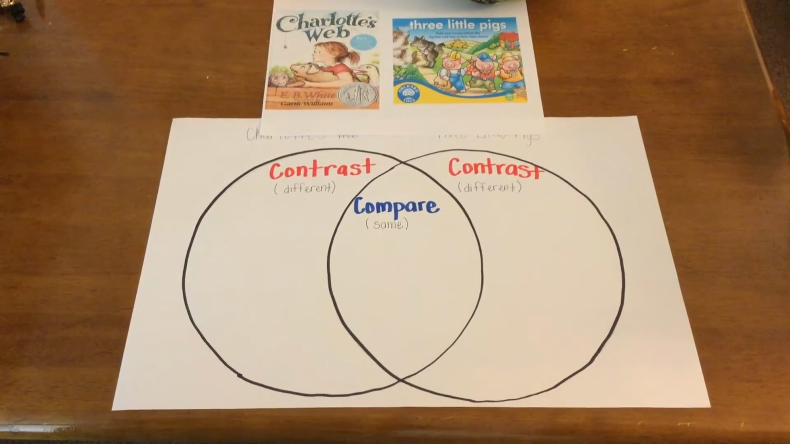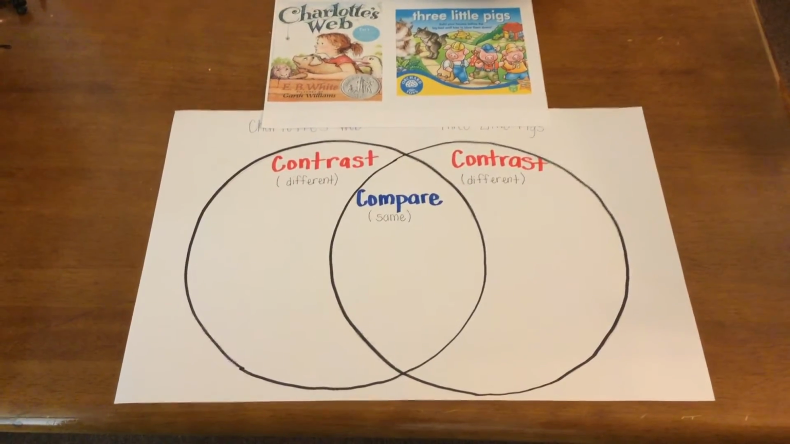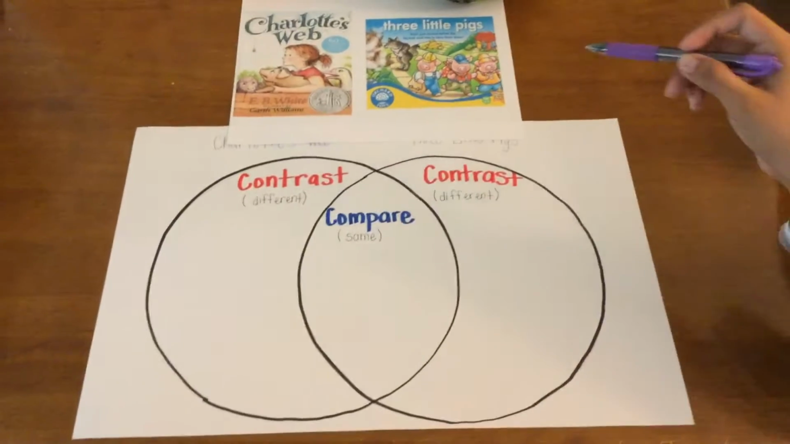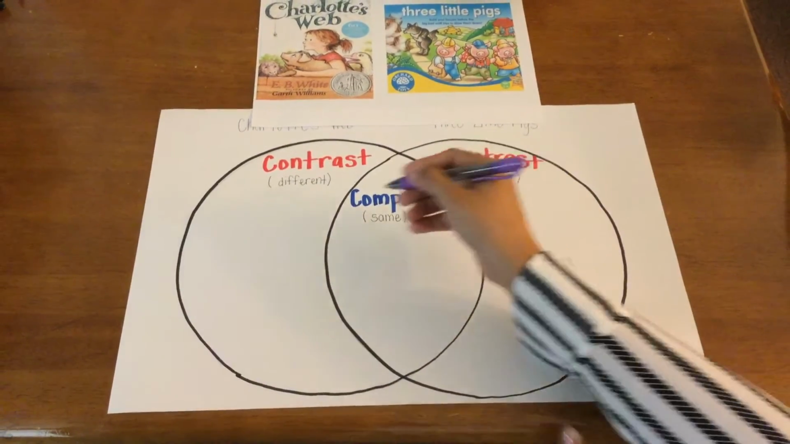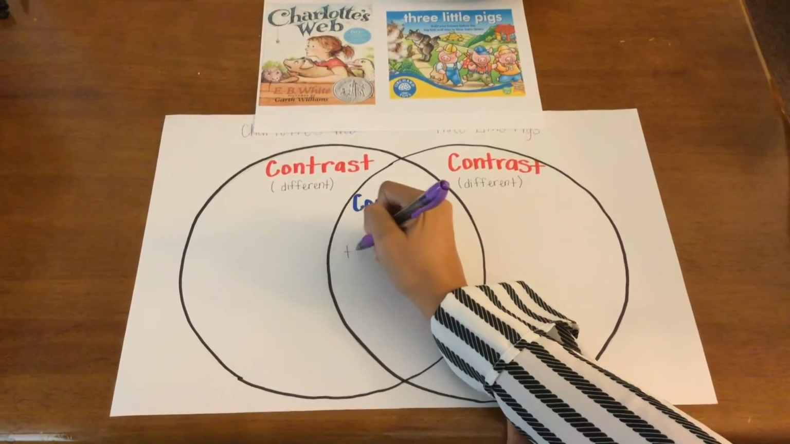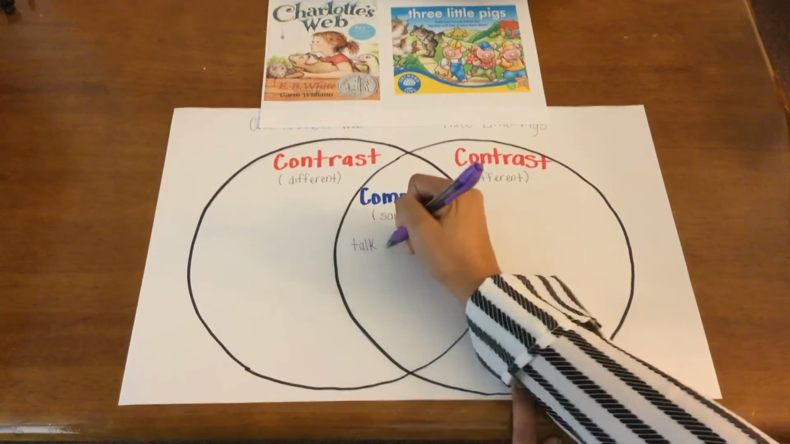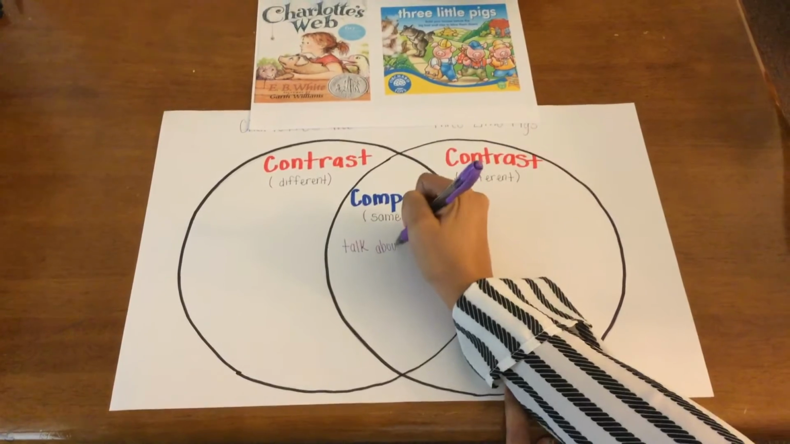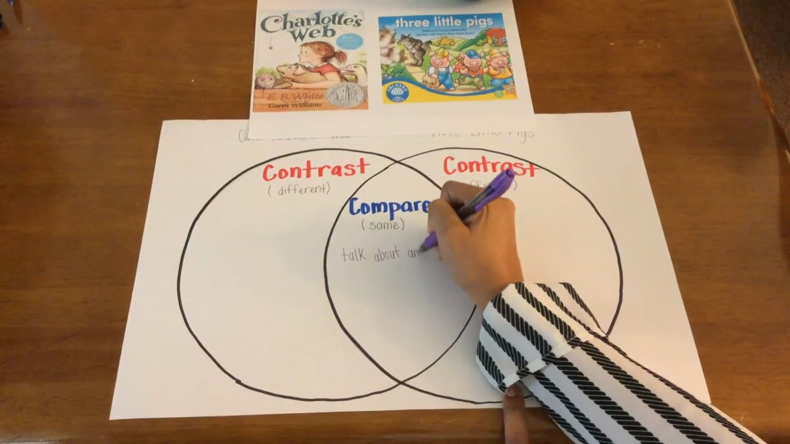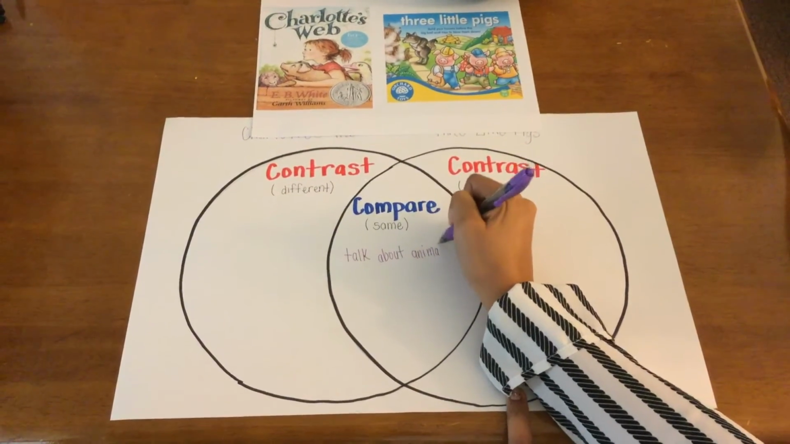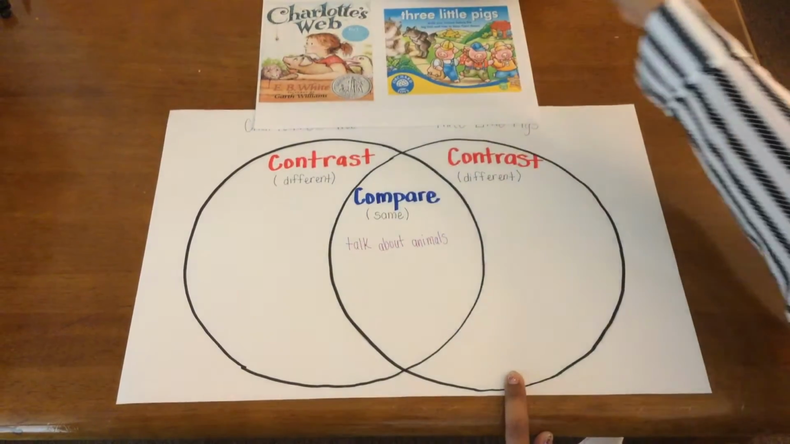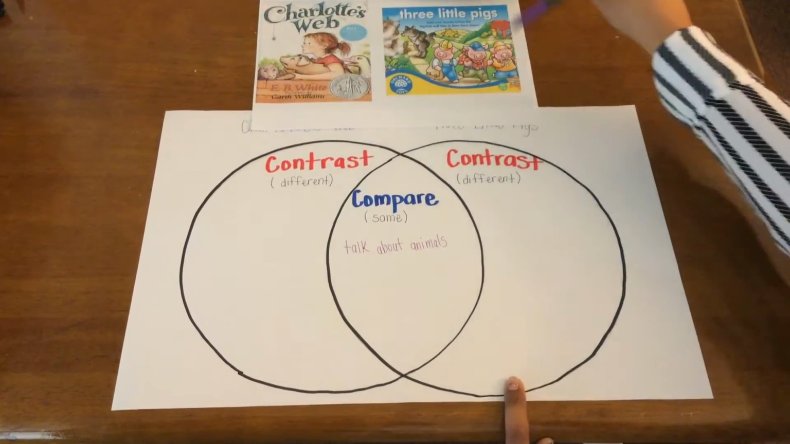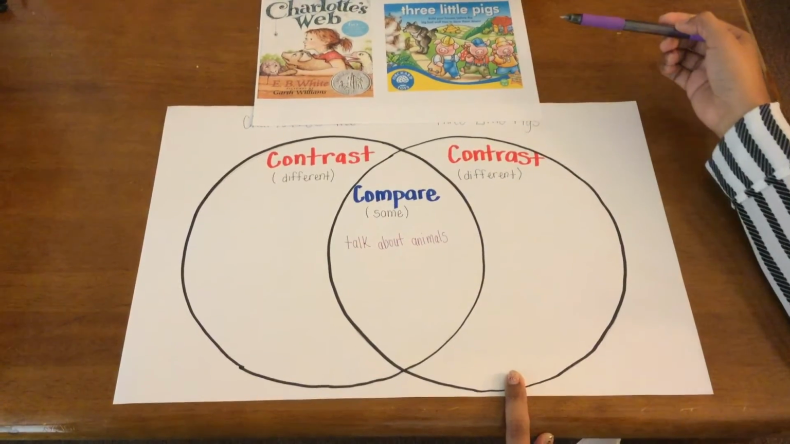Okay, so let's compare. Charlotte's Web and the Three Little Pigs are the same because they both what? They both talk about animals. And you see here animals on the picture, and you see animals here in the story about the Three Little Pigs.